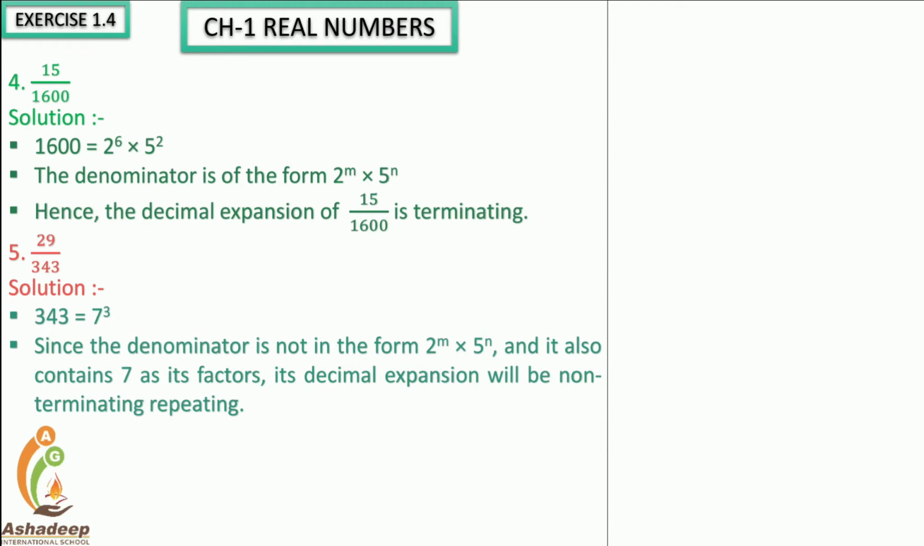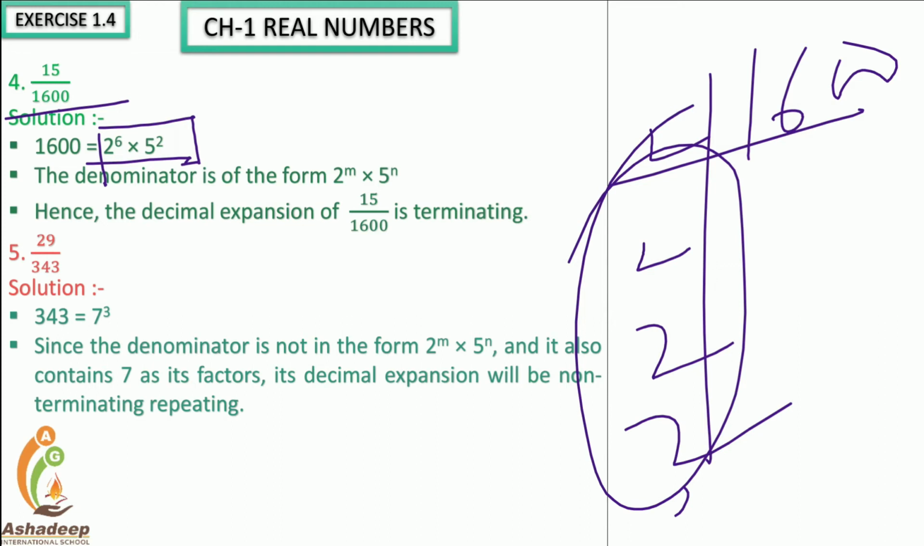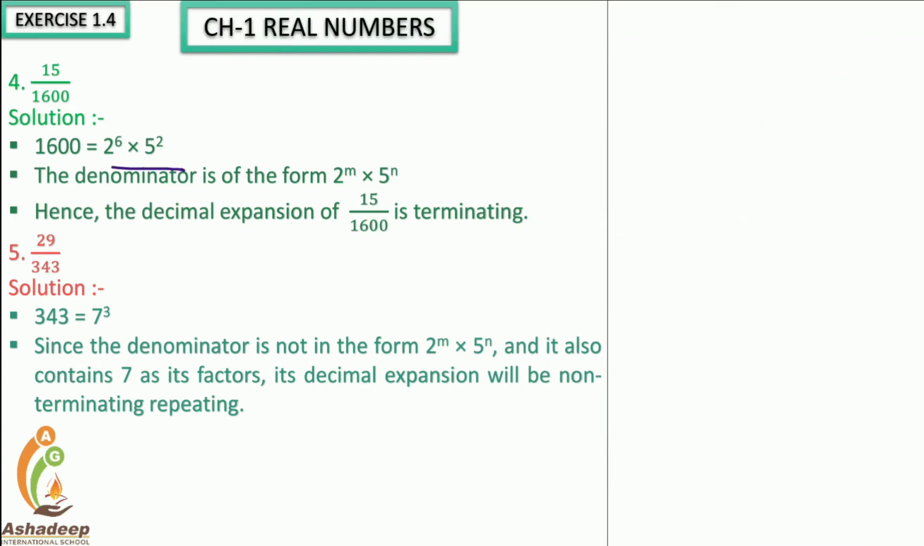Same here, 5 upon 1600. Now 1600 is a combination of 2 and 5 only. You need to do it this way: 1600 divided by 2, divided by 2, divided by 2, divided by 2, just for explaining, then another 2, 2, then 5 and 5. You will find that it is 2 power 6, 5 power 2. The denominator is in the form of 2 power m, 5 power n. Hence the decimal expansion of 5 upon 1600 is terminating. I hope you get this: if the denominator is in the form of 2 and 5 only, it is terminating.